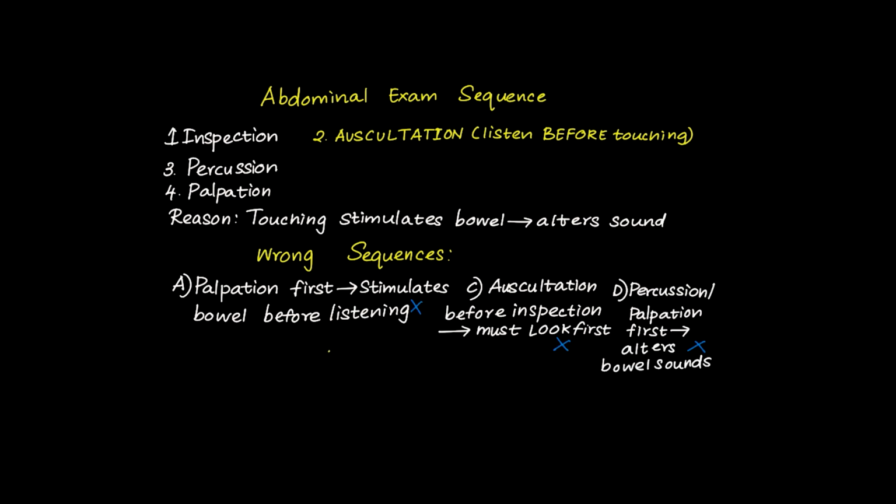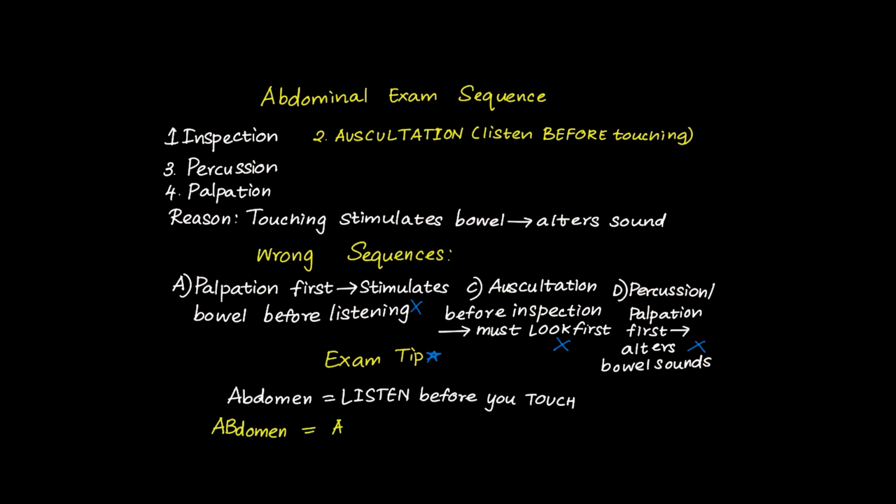Here's a WGU D443 OA exam tip for you. The abdomen is the only system where auscultation comes before percussion and palpation. If a question asks about abdominal exam sequence, remember the rule: listen before you touch. Quick recall hook. Abdomen equals auscultate before touching. AB for abdomen, AB for auscultate before.